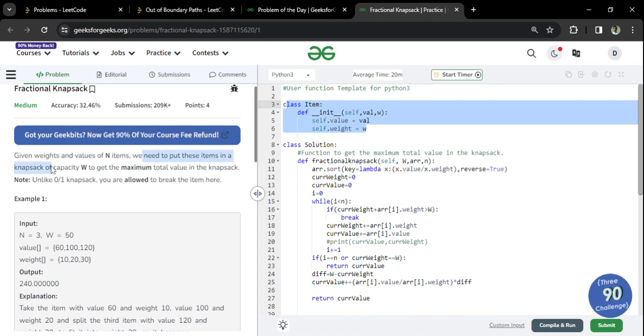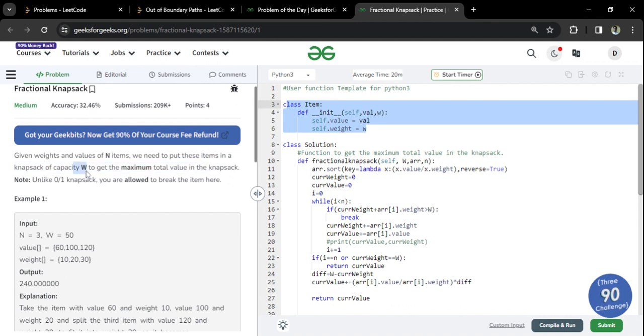See, if you're not aware what a knapsack is, for this particular question maybe you can think of it as a box or as a stack or anything. Wherever there is a knapsack, think of this as a box. We need to put these items in a box of capacity W, to get the maximum total value in the box.